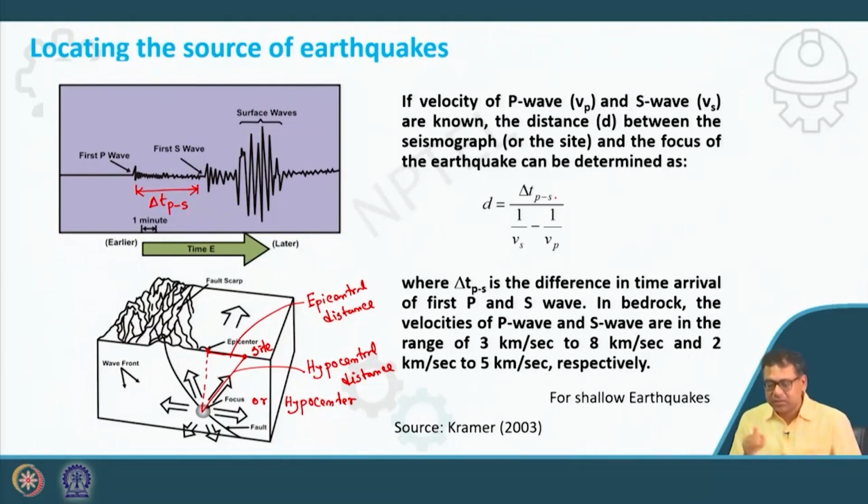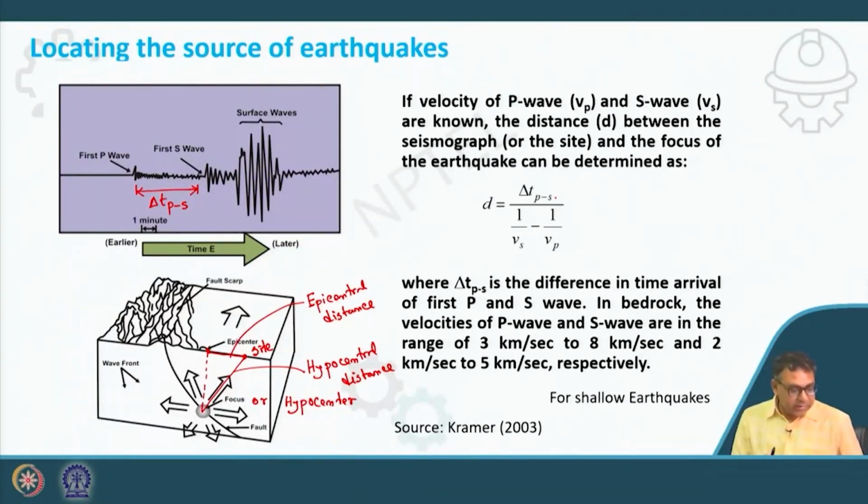In that case, the d value we determine is the distance between the focus and the site, but we can still use it as the epicentral distance, because the epicentral distance and hypocentral distance will be more or less the same, with very little difference, since the distance between the epicenter and hypocenter is very small. So that is the condition to use this expression. It is applicable for shallow earthquakes.